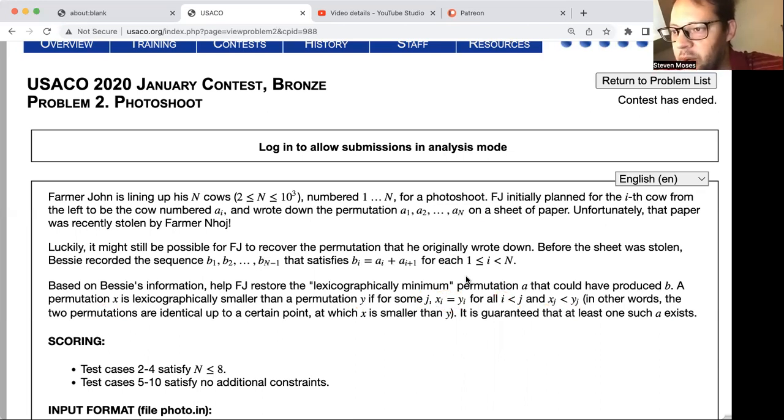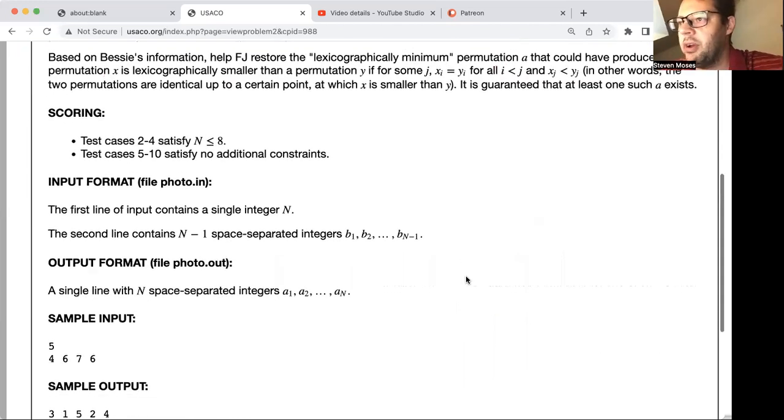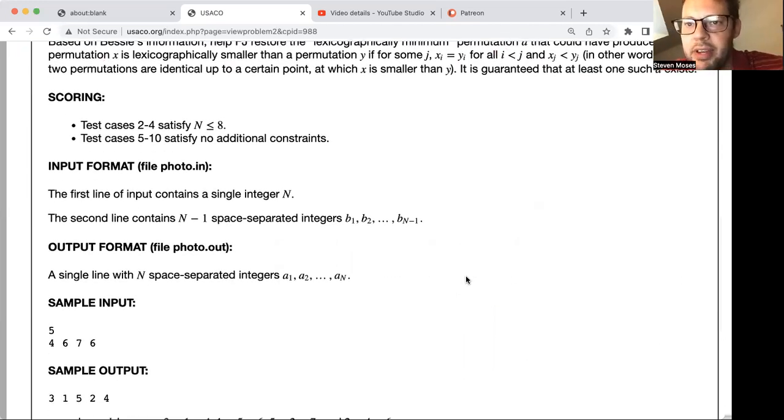It is guaranteed that at least one such A exists. All right, so test cases 2 through 4 satisfy n less than 8. 5 through 10 satisfy no additional constraints. The large number of n doesn't really matter. I don't think there's any kind of an n squared or n factorial solution here. I think that test cases 2 through 4 are just in case you weren't sure.